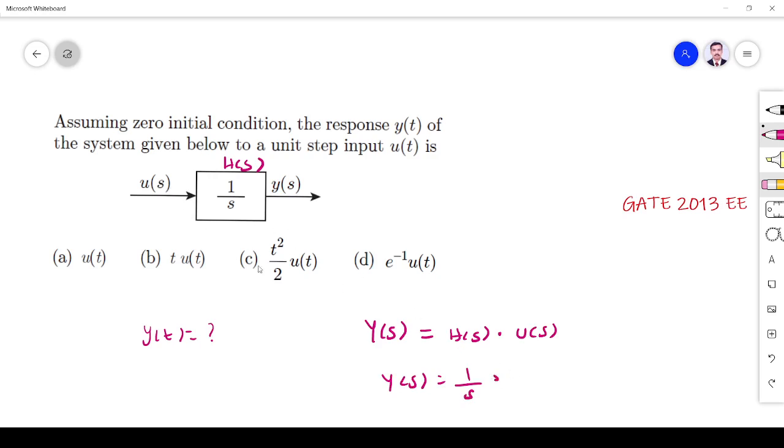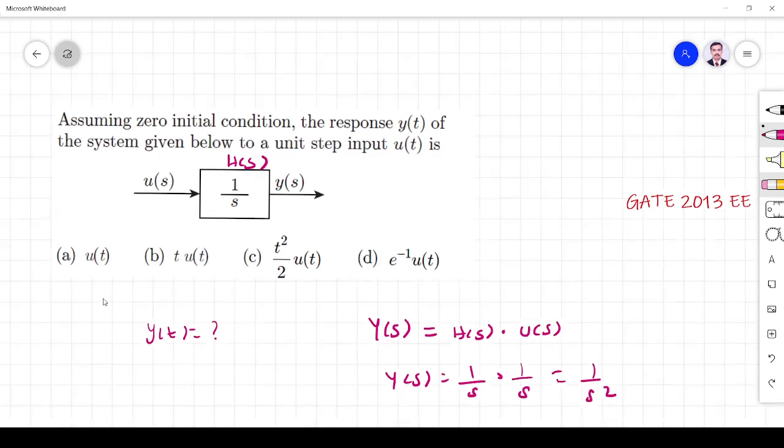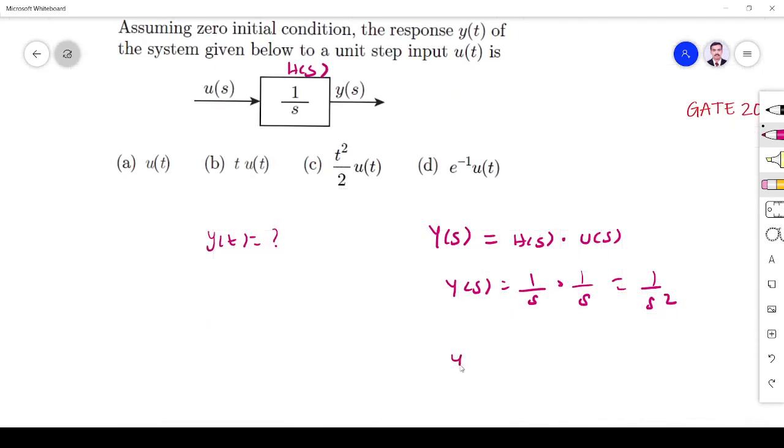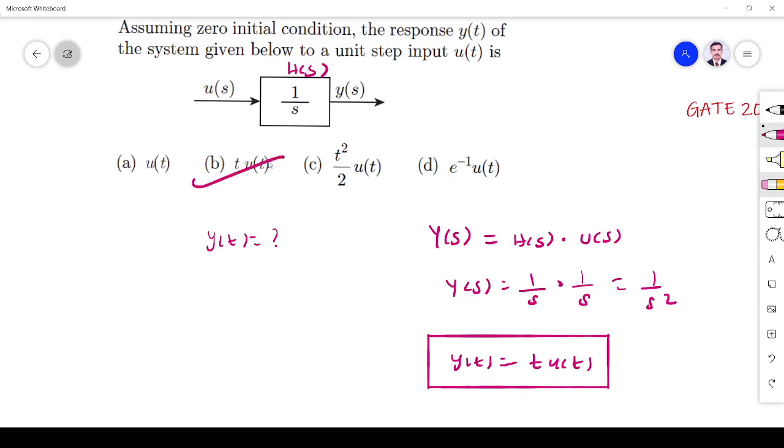U of s is nothing but the Laplace transform of the unit step, that is 1 by s. So y of s equals 1 by s squared. If you take the inverse Laplace, y of t is equal to t times u of t, since for 1 by s squared, the inverse Laplace is t into u of t. So the answer is option B.